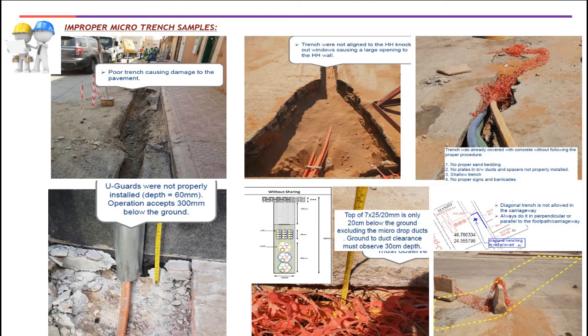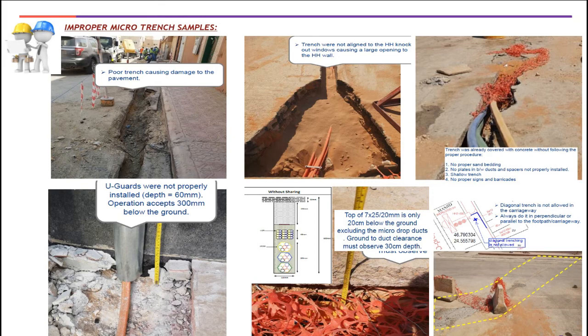So another picture on your right side below: the top of the 7-way by 25/20 mm main duct is only 20 cm below the ground, excluding the microducts. Ground to the duct clearance must be at least 30 cm depth.